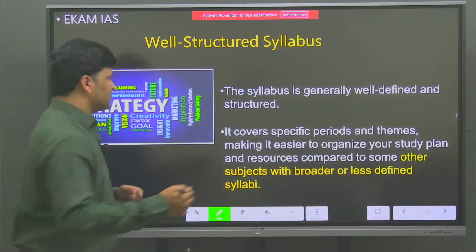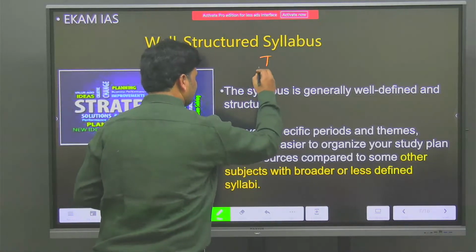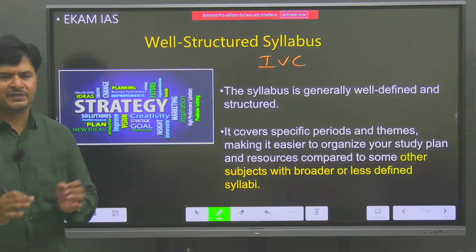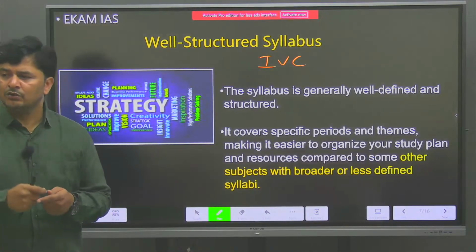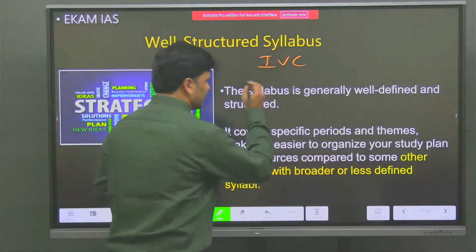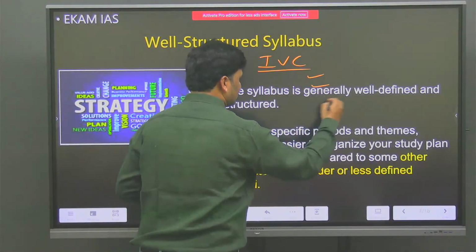For example, to make you understand, we have one of the famous topics in general studies, Indus Valley civilization. This is a topic. And when you go through the optional syllabus, under the heading Indus Valley civilization, it would have written only 5 lines.